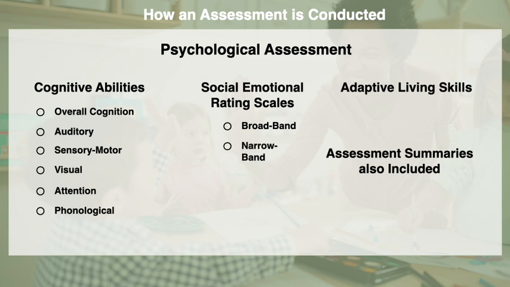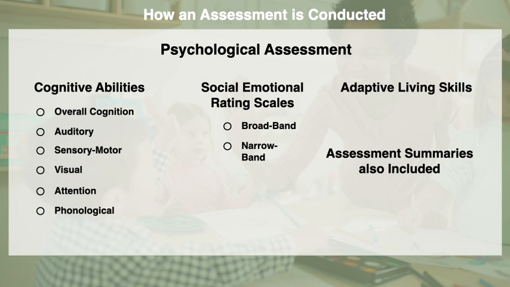And there are also narrow bands specifically looking at anxiety, so the Multidimensional Anxiety Scale for Children 2, or the MASC 2, as well as autism. So there's the Autism Spectrum Rating Scale, or the ASRS. So again, the narrow band is more specific to the unique needs of the child, where the broad band is pretty standard for every psychological assessment.